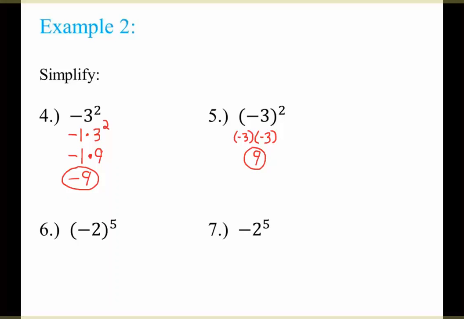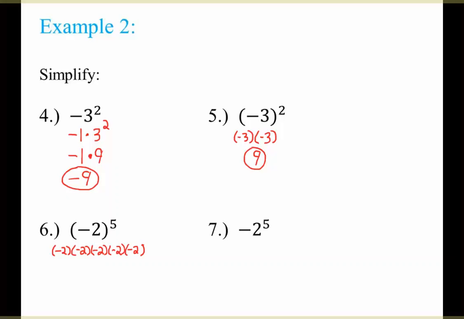Okay, so hopefully you got both of those correct. Now let's take a look at numbers 6 and 7. In number 6, we see that parentheses structure, so we are replicating. This is negative 2 times negative 2 times negative 2 times negative 2 times negative 2. And I did want you to have 2 to the 5th memorized. Hopefully you have it memorized by now. 2 to the 5th is 32.